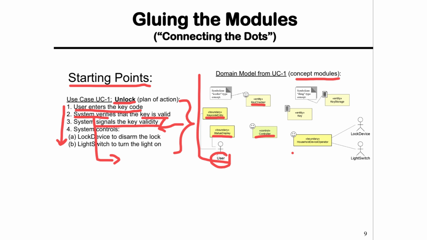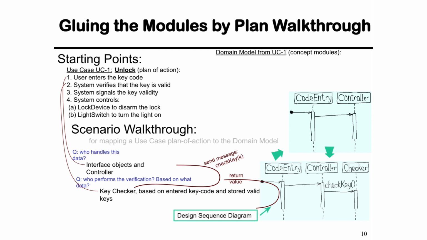modeling, identifying modules from use cases. Okay, this is how you identify modules from use cases. The very first step in connecting the dots, or in designing a system in an object-oriented way. Then the next step would be gluing the modules by plan walkthrough.